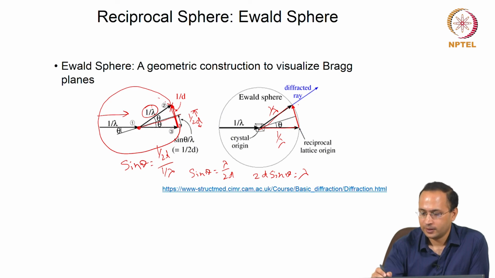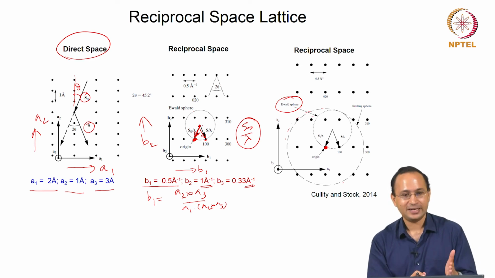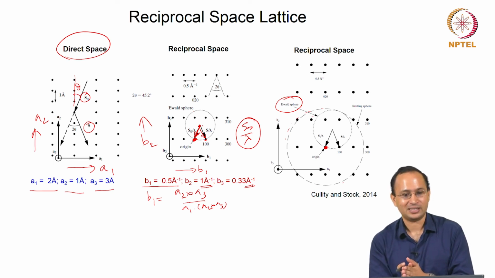Okay. And this is the reciprocal lattice origin. So, now we come back to this again. How do we construct this? First of all, the incident beam in reciprocal space is parallel to the incident beam in direct space, right.